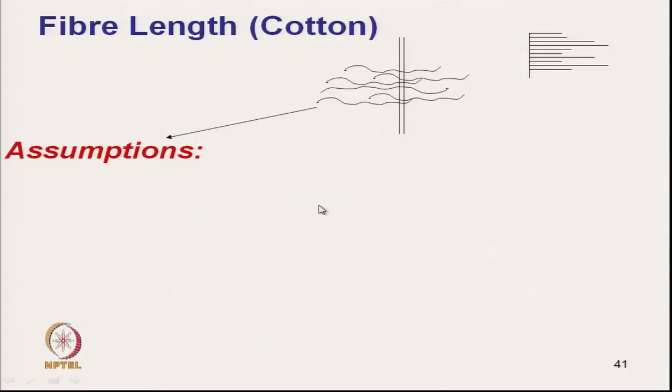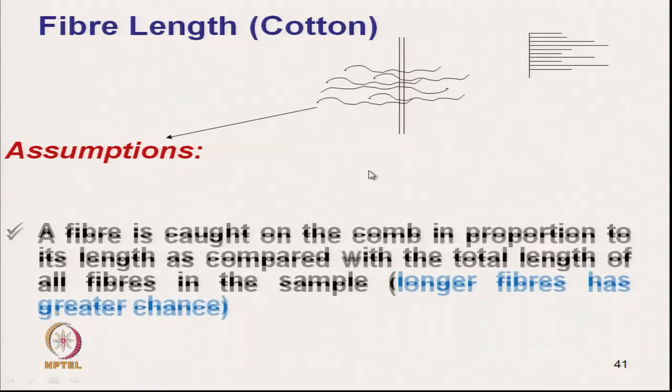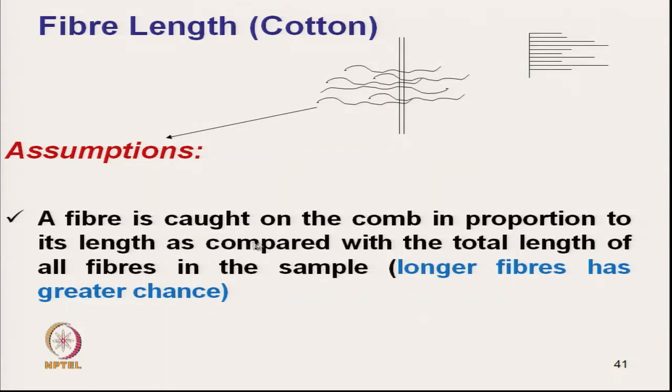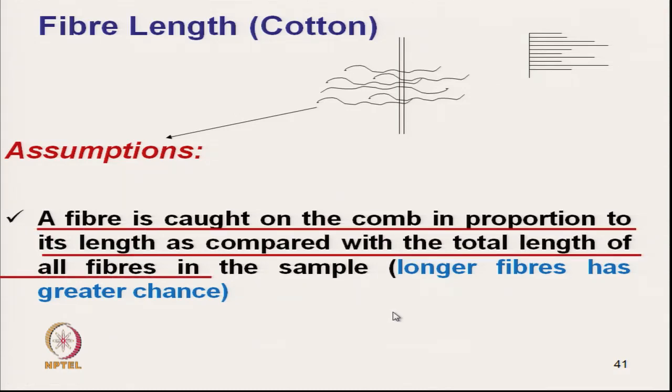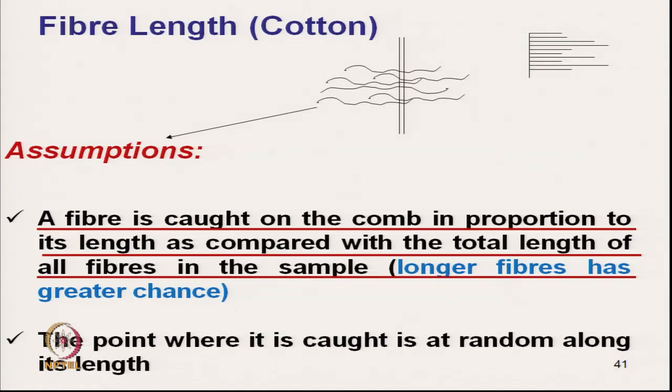Here we have two assumptions. A fiber is caught on the comb in proportion to its length compared to the total length of all fibers in the sample, so a longer fiber has a higher probability. And the point where it is caught is at random along its length, so it can be selected at any point at random.